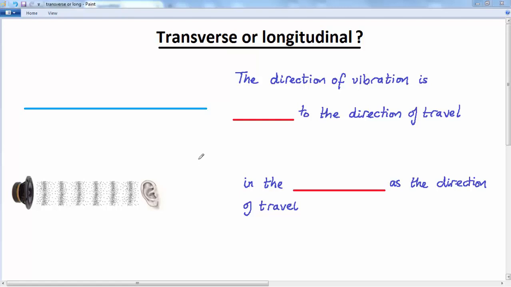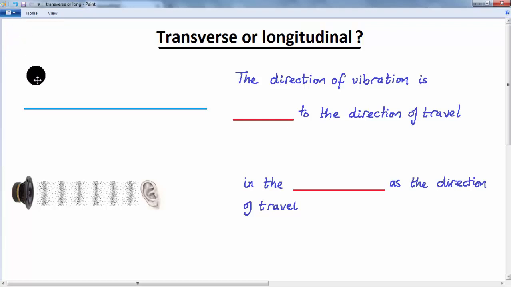There are two types of waves. Waves can be transverse or longitudinal. First of all, let's look at transverse waves. Now, we've all seen a transverse wave, for example, when we throw a stone into a pond.